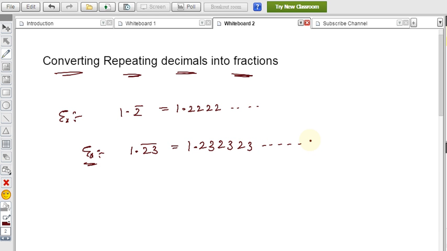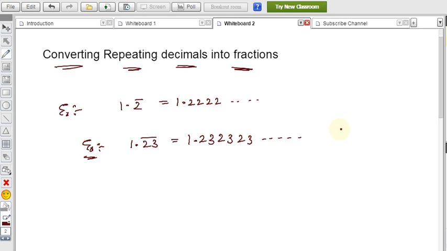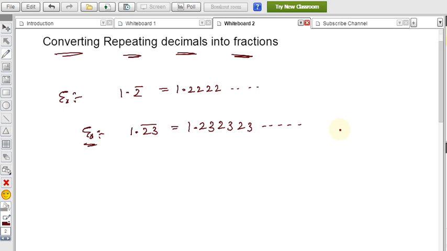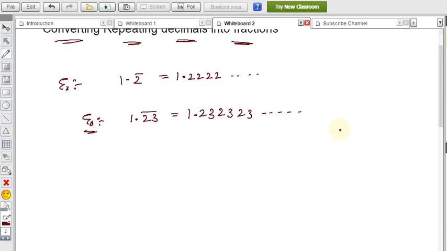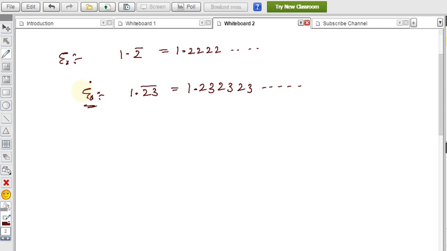Any type of repeating decimals are non-terminating; they will not terminate. These non-terminating decimals we can convert into fractions. I'll explain one simple shortcut method for any type of non-terminating decimals. Now, the question is 1.23 bar.